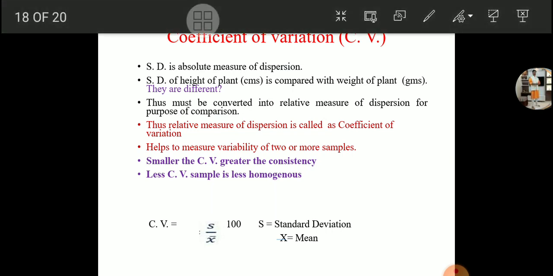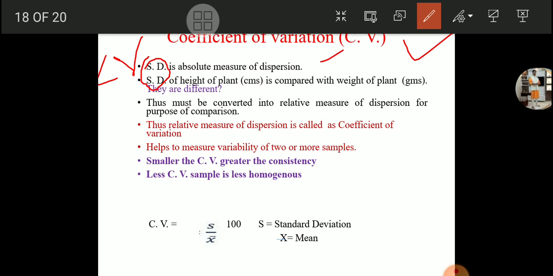Again, we have to get an idea about another measure of dispersion, that is the coefficient of variation, CV. Standard deviation is an absolute measure of dispersion. So here we have to keep in mind, the standard deviation of the height of plants cannot be compared with the weight of plants. The coefficient of variation of the height of plants in centimeters can be compared with the weight of plants. That is not possible in the case of standard deviation, but in the case of coefficient of variation it is possible.